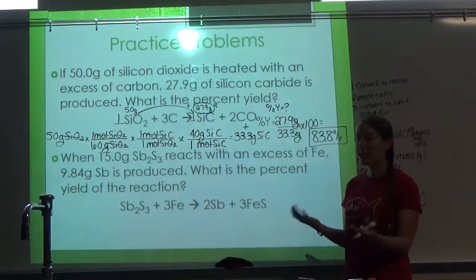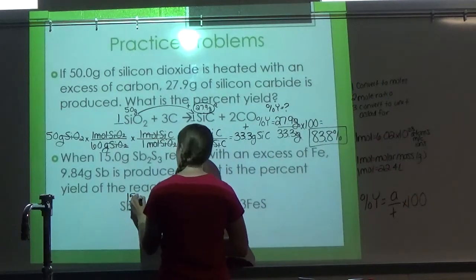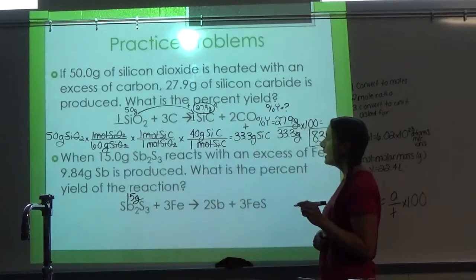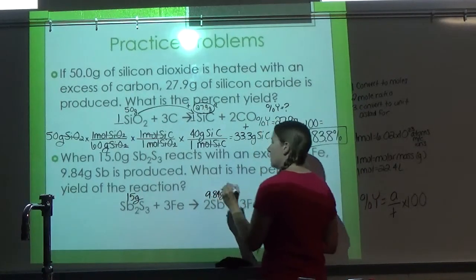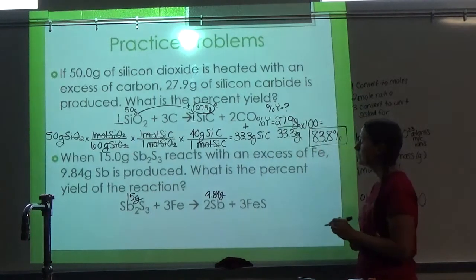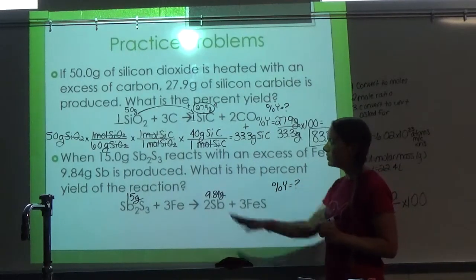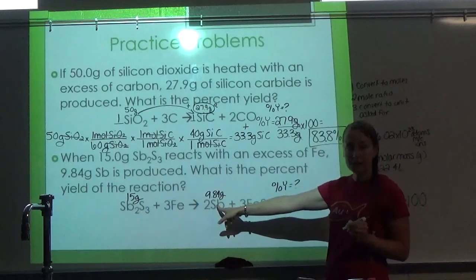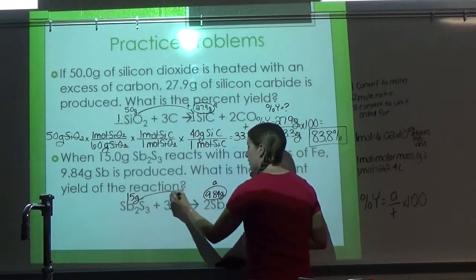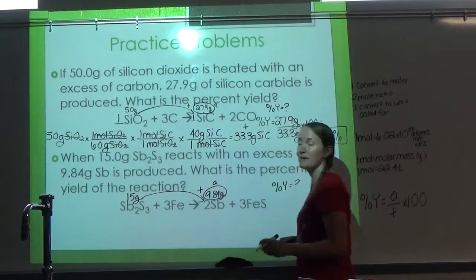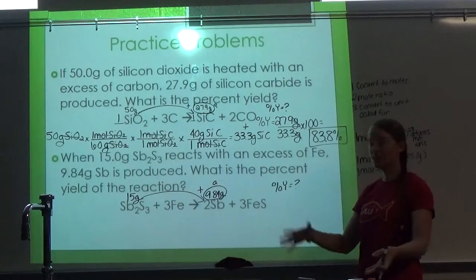So I hope you at least set it up. So it says, when 15 grams of Sb2S3 reacts with an excess of iron, 9.84 grams of Sb is produced. What is the percent yield of the reaction? Alright, so we're starting with 15 grams. We made this much, so this is my actual. So remember, I'm going to go from here to the same product to get my theoretical. Alright, so pause the video, try this one, and I'll assume you've done that, so let's knock it out.